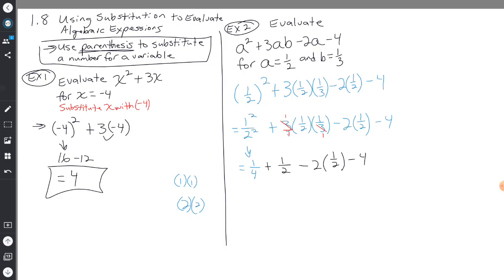Okay, what about the next term? So we can put a 1 under this, and so what are we left with? Right, we're left with just 1. All right. So now we need a common denominator.